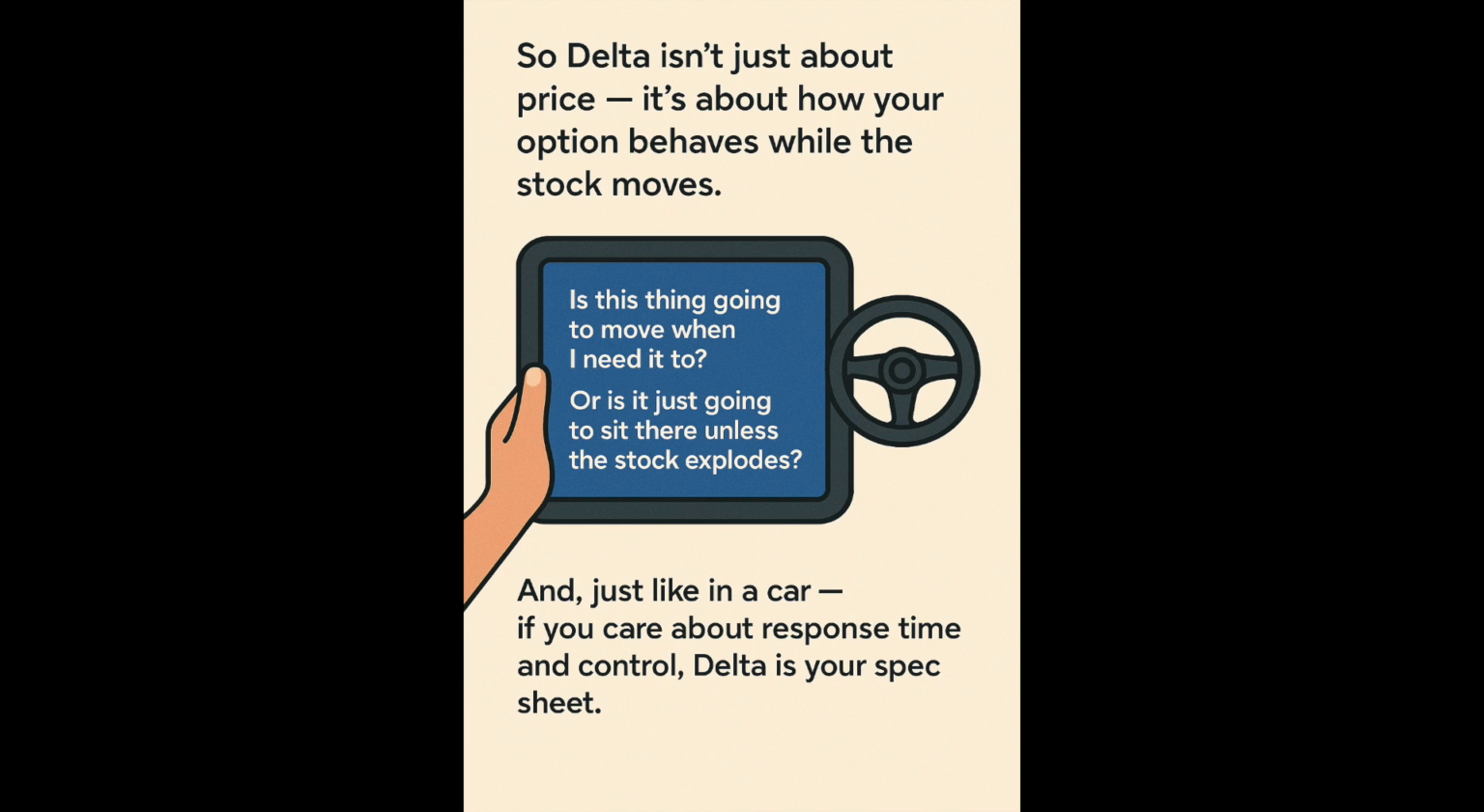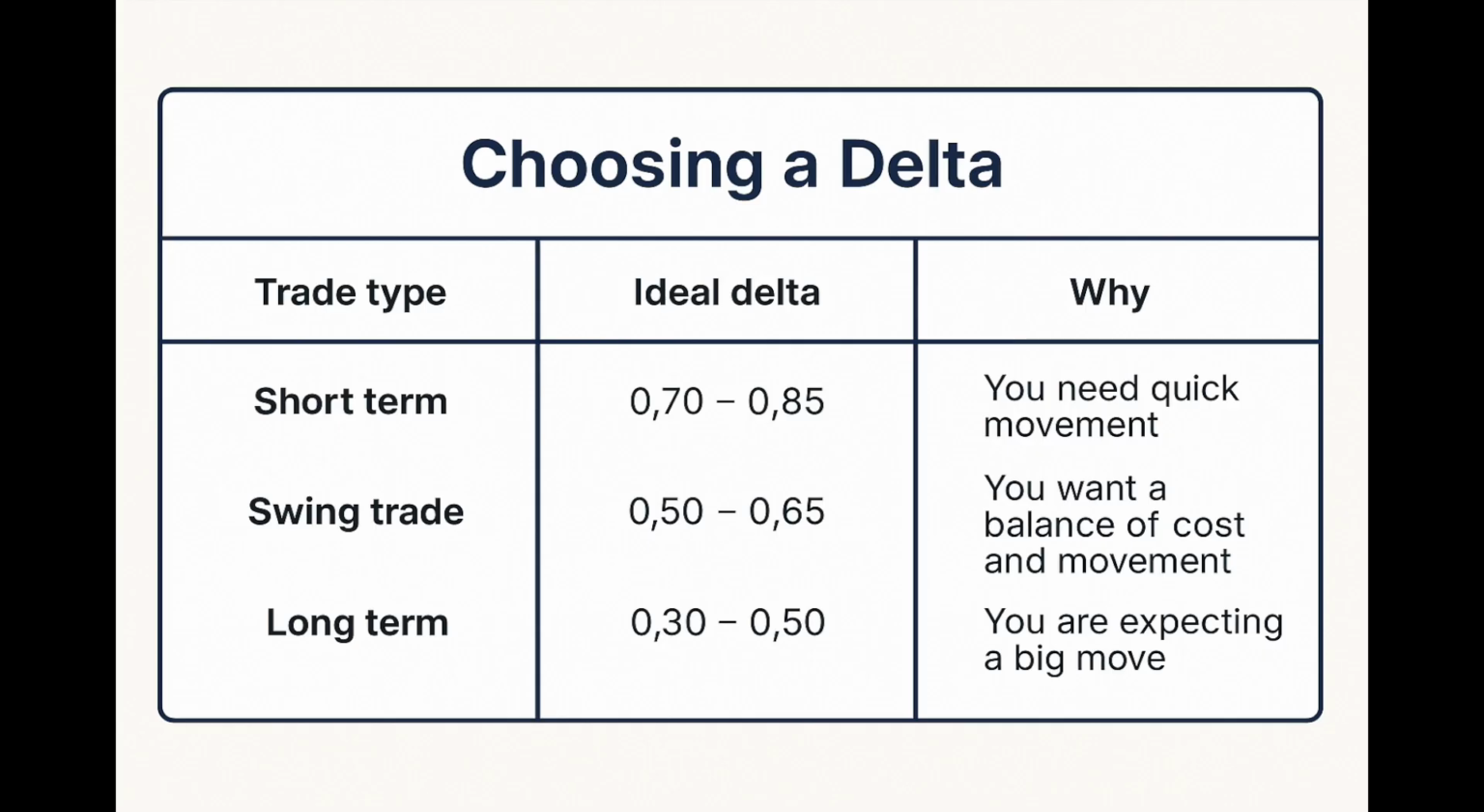Or is it going to sit there unless the stock explodes? And just like in a car, if you care more about the response time and control, delta is your spec sheet. Great, now let's get into practical applications. What delta should I look for depending on how long I plan to hold the option? Let's break it down into three real time frames.